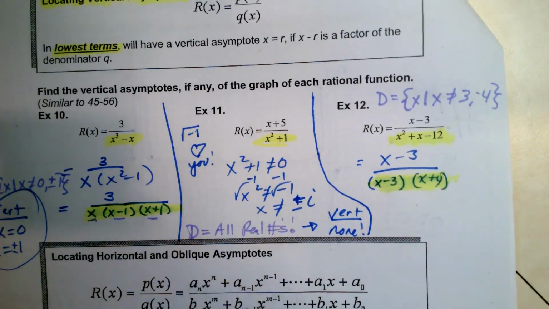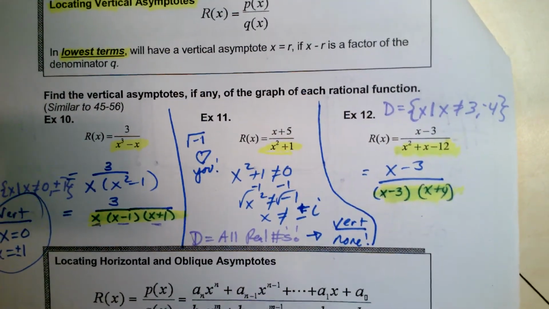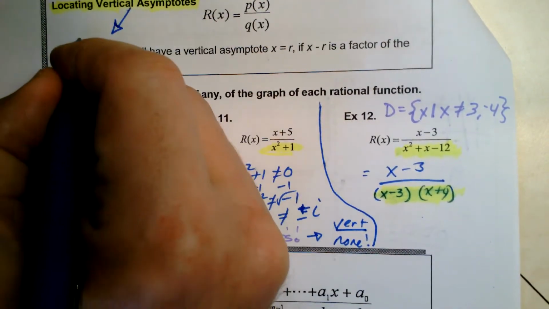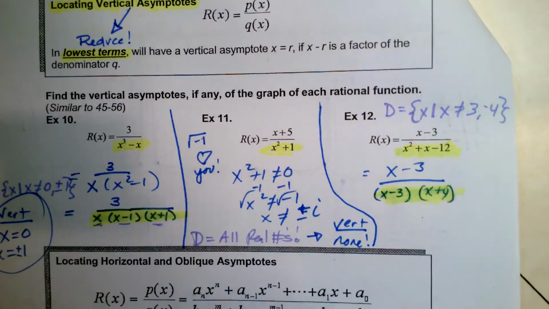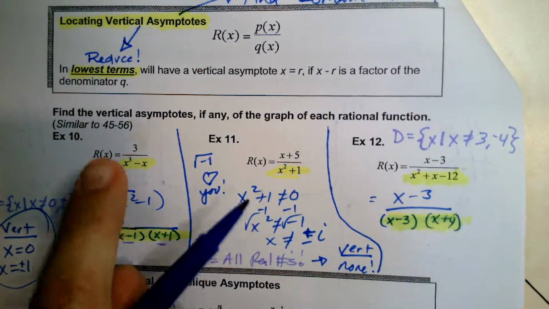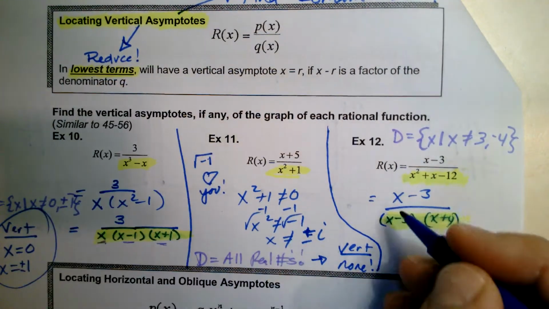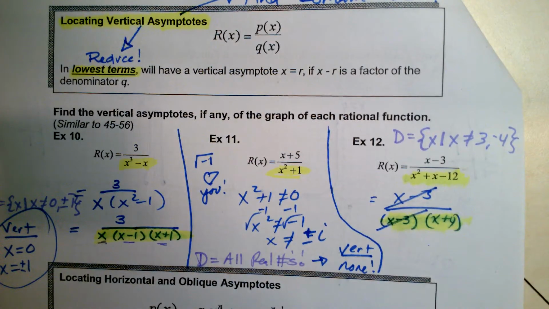Now, this is the trick here. This is where people think their vertical asymptotes are 3 and negative 4. That's not right. If you're finding vertical asymptotes, you want it in lowest terms. You need to reduce if you can. Okay, so if you're looking for vertical asymptotes, you must reduce. In this case, I reduce, and the x minus 3's cancel.